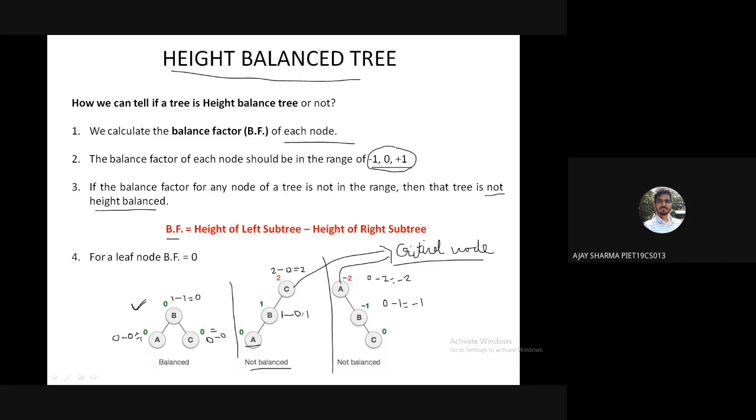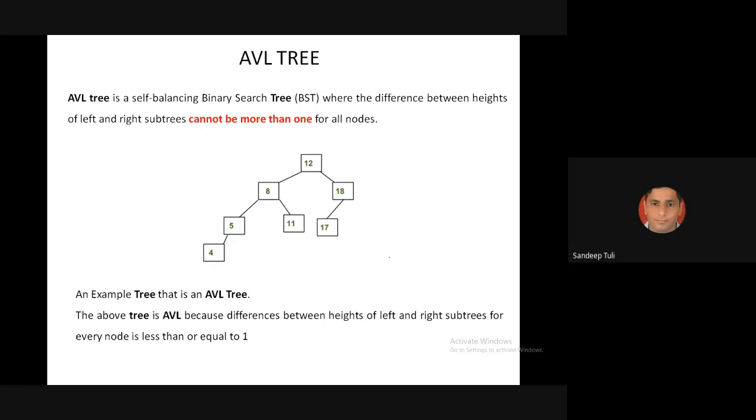It's clear. So now I am coming to the AVL tree. An AVL tree is a self-balancing binary search tree. Please read carefully, it's a binary search tree, so we will follow the property of a binary search tree also, where the difference between the heights of the left subtree and the right subtree cannot be more than 1 for all nodes. It means the range should be -1, 0 and 1.